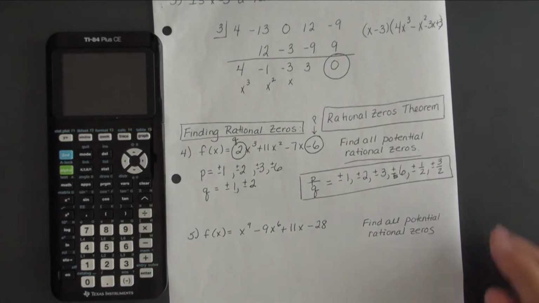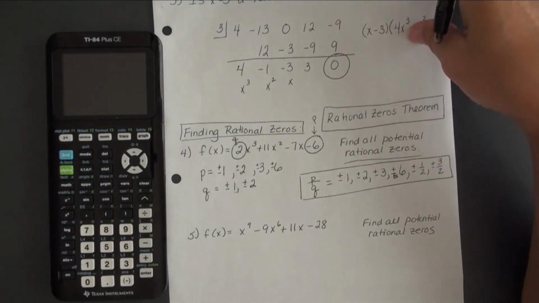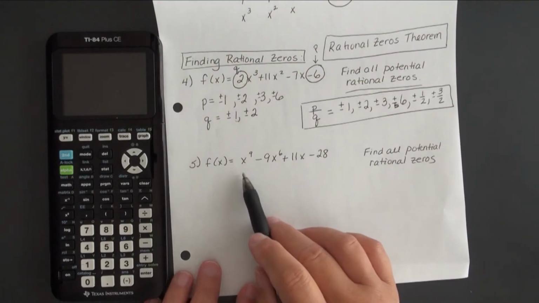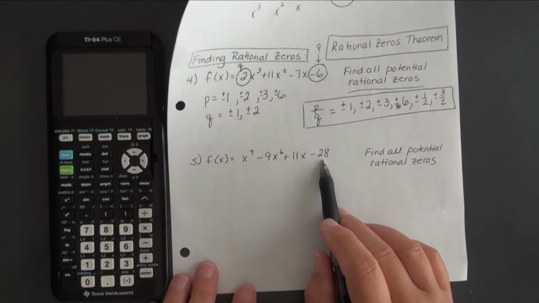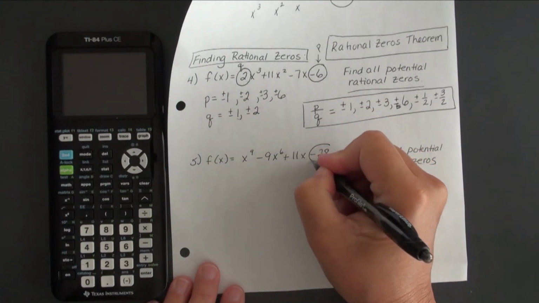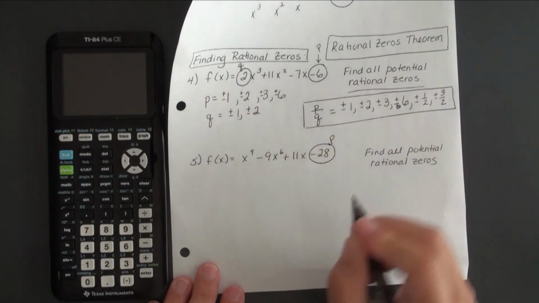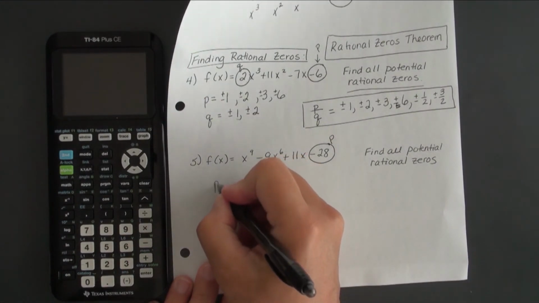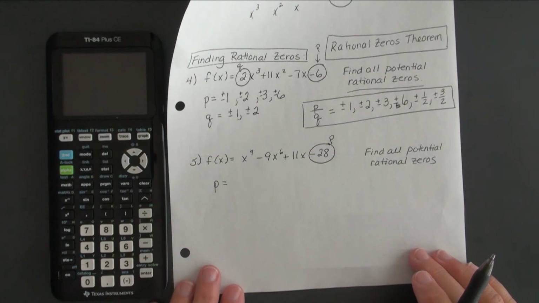Okay, let's try another one. And we're building on this concept, so we'll use this again in just a little bit. Let's find all the possible rational zeros for this one. Well, our P is -28, or 28 is the numbers that you want to use to find the factors of.